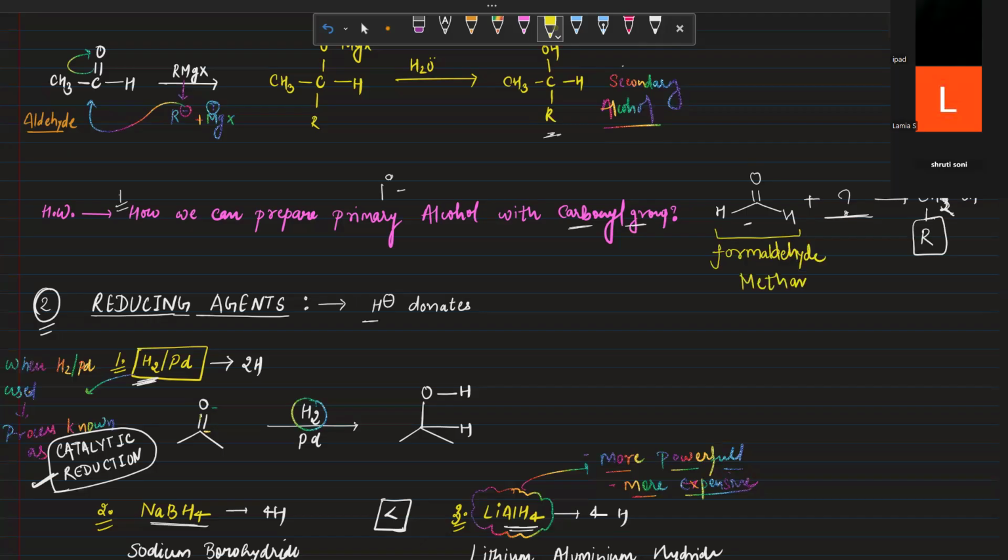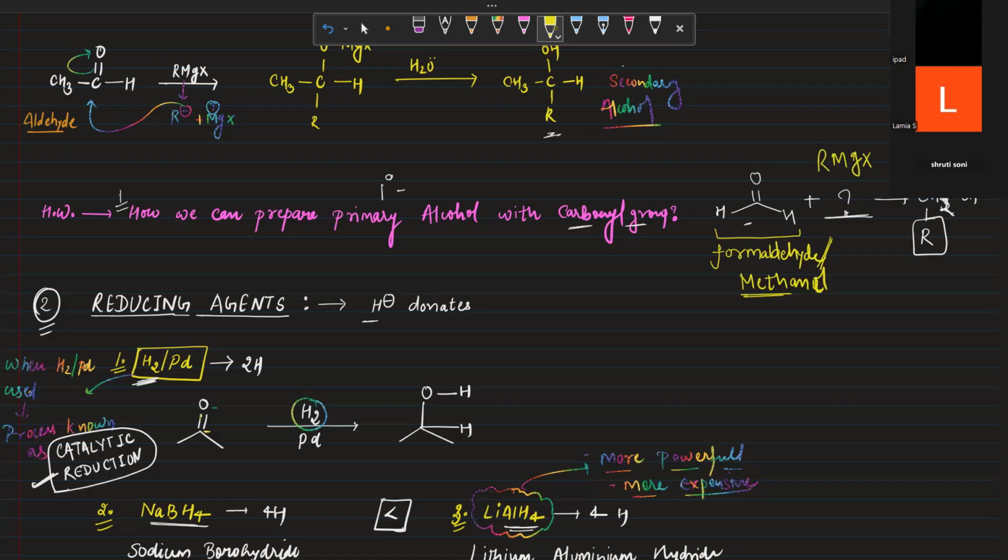I had an idea it would be all hydrogen, because the other ones were like CH3. Yes, so methanal, and what sort of reagent do I now need to use here to produce a primary alcohol? We were using RMgX, right? RMgX, great.